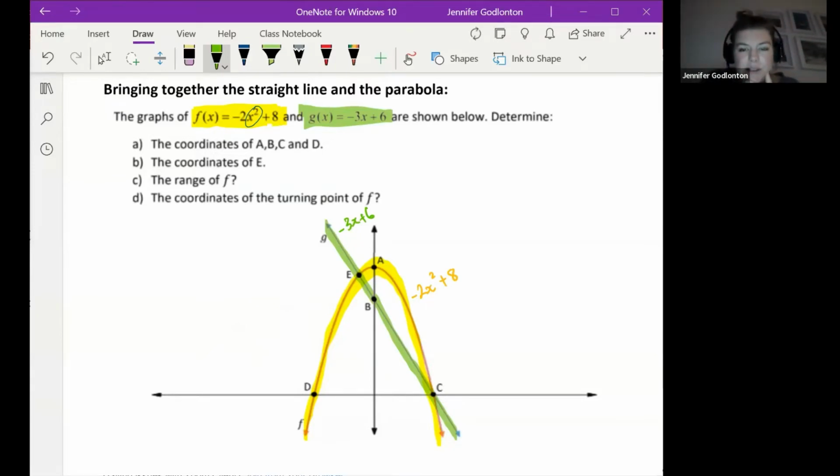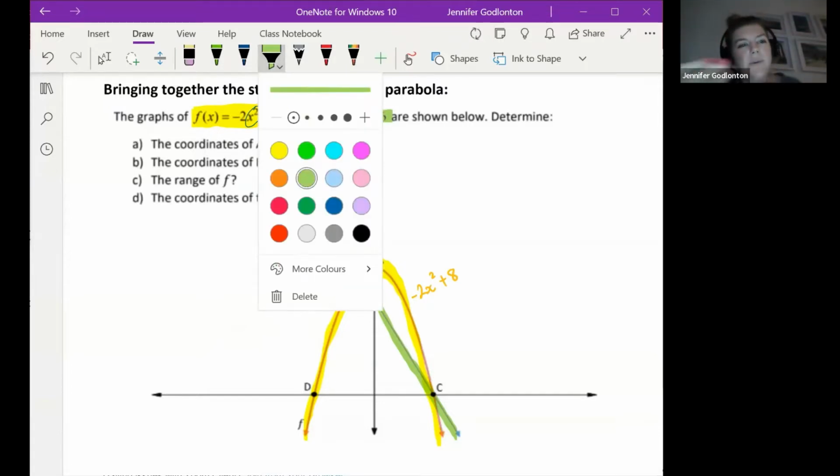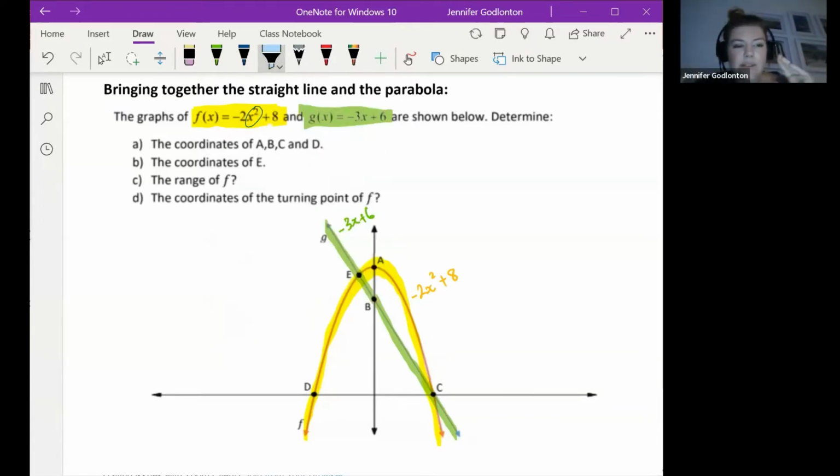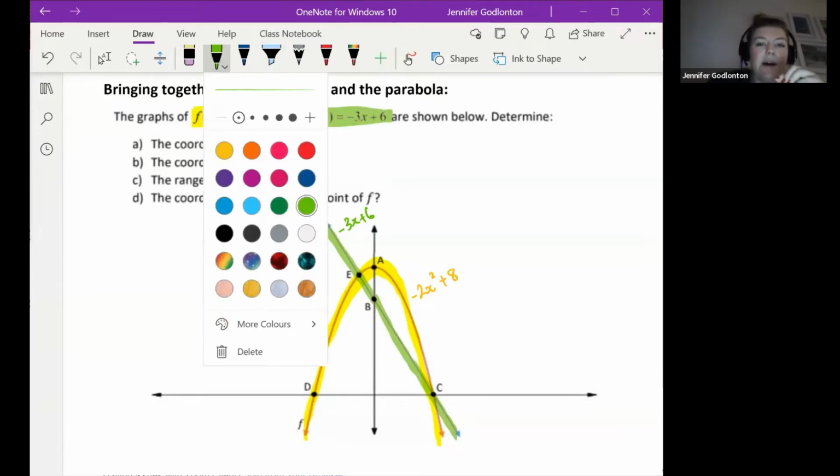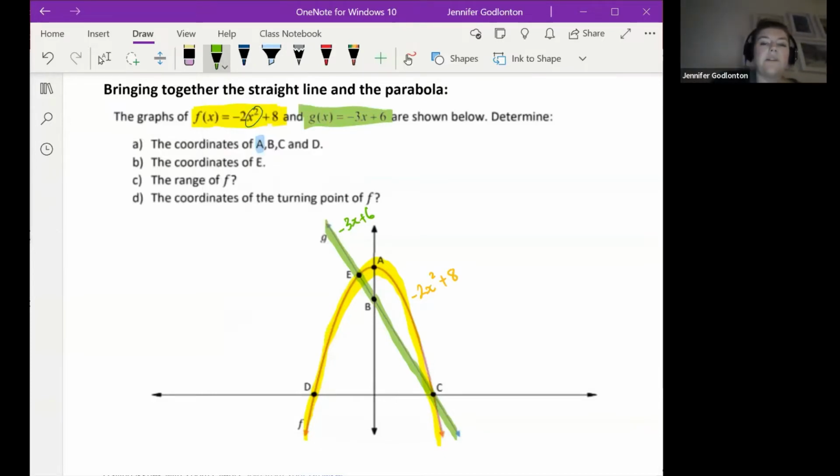Now let's start going through these questions. A lot of these questions we're going to work through together. I'm going to ask a few follow-up questions and you're going to talk me through a few things, step by step. If I'm wanting the coordinates of A, look at what A is, think about what graph it's on, look at where it's crossing, and tell me what my coordinates for A are.